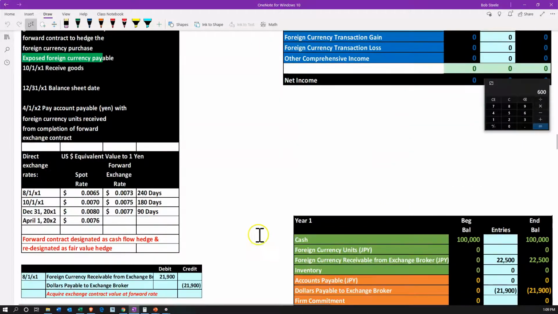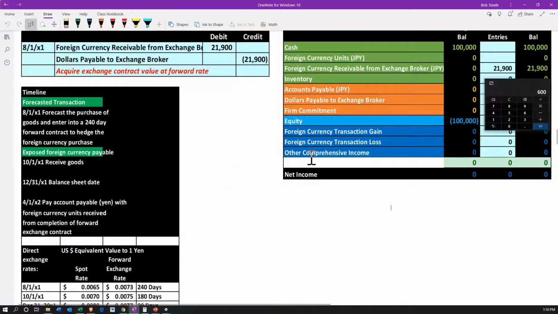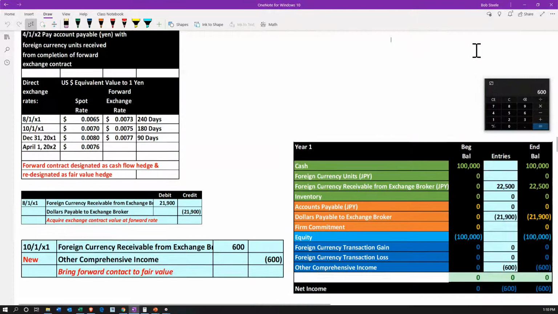Why are we going to have a gain? Well, last time 1 yen was equal to $0.0073. Now 1 yen is worth $0.0075. Therefore, the yen has gotten stronger: we get more dollars for each yen. And we're talking about a receivable, which means we're going to get paid in yen, something stronger than it was when we made the original contract. So we have a gain. We're going to go down and record this.